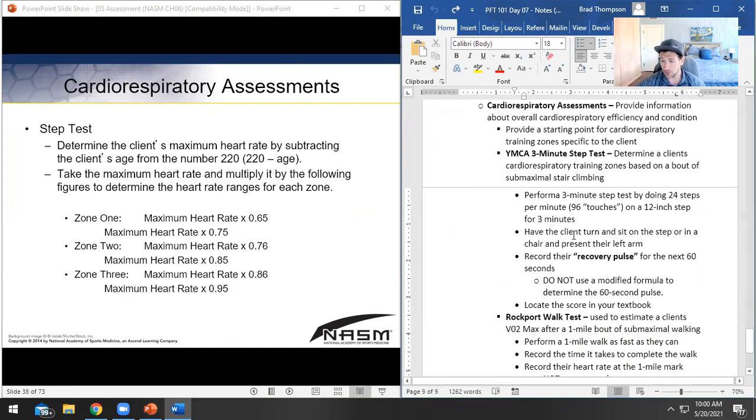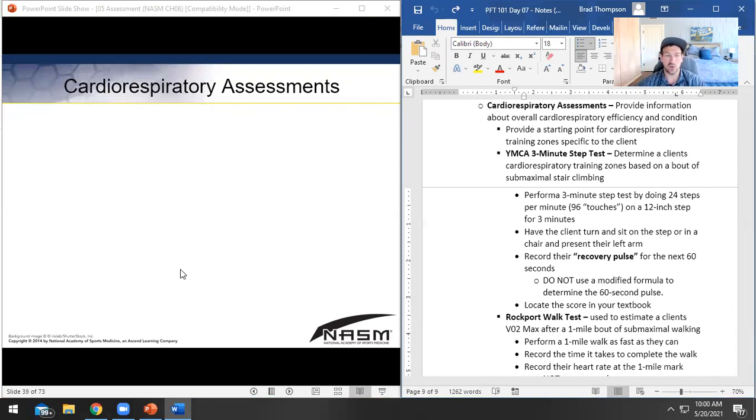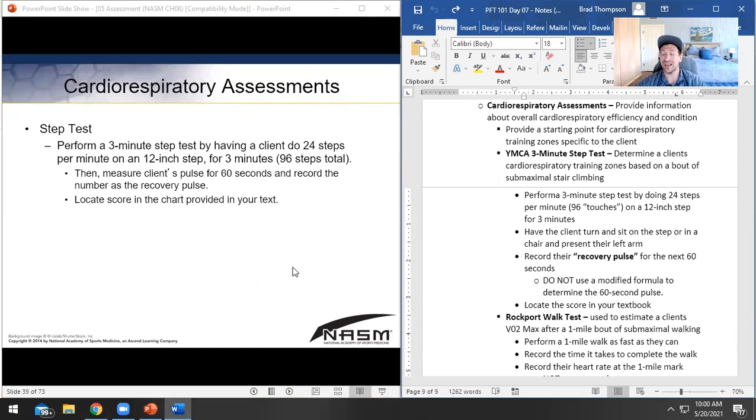And then what you're going to have them do is turn around and sit once the test is over. And as quickly as you can, you are going to record their recovery pulse. Now, if you were mid-cardio workout, you'd want to know what their pulse is in the moment at any given time. That is not how the step test works.